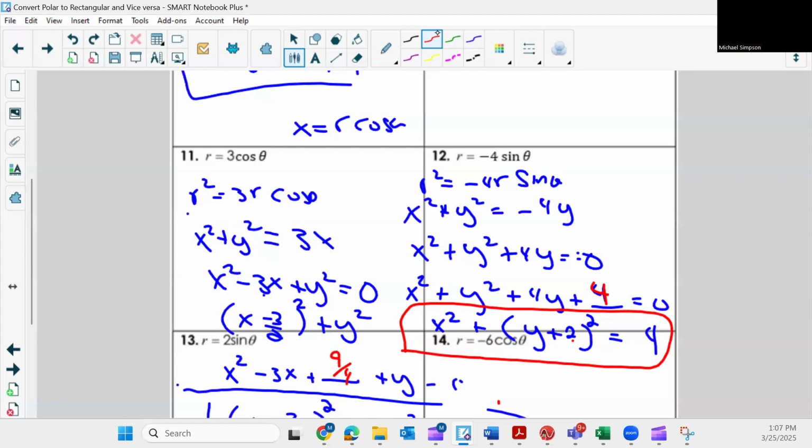X squared, okay, 2y, and then you bring over. It's gonna be minus 1. Yeah, it's beautiful. Good job.